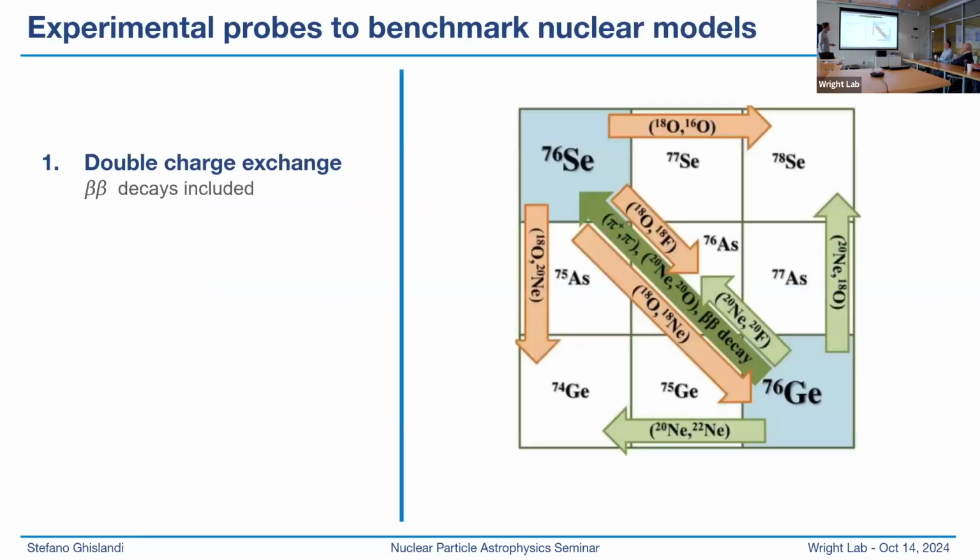Which are these processes? There are double charge exchange reactions. The beta-beta decays are one of these, for example, and these studies can be done, for example, accelerating ions against nuclei. This has also been done in the past at the meson factories, where you could produce a lot of pions that were then impinging on a target, and you could study the emission of the target.